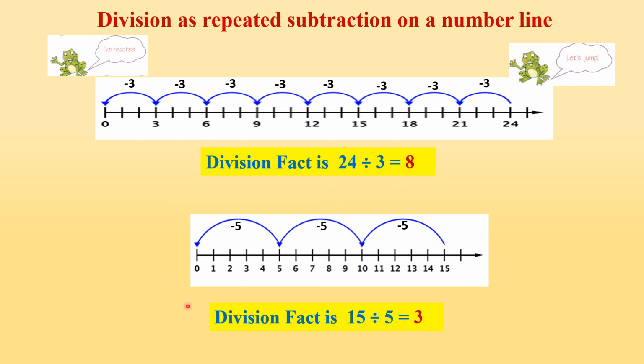In the next example, 15 divided by 5. So we have to start from 15 and keep on subtracting 5 till we reach 0. 15 minus 5 is 10. 10 minus 5 is 5. 5 minus 5 is 0. So how many jumps were made? 1, 2 and 3. So the answer of this division is 15 divided by 5 equals 3.